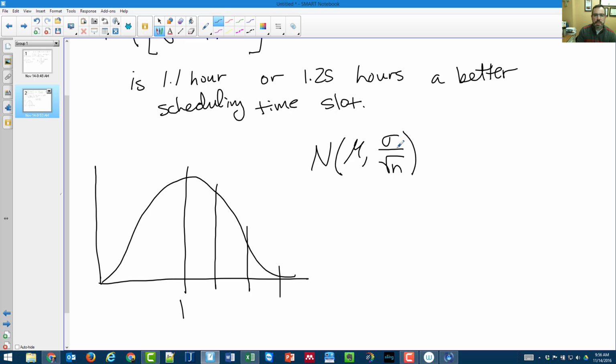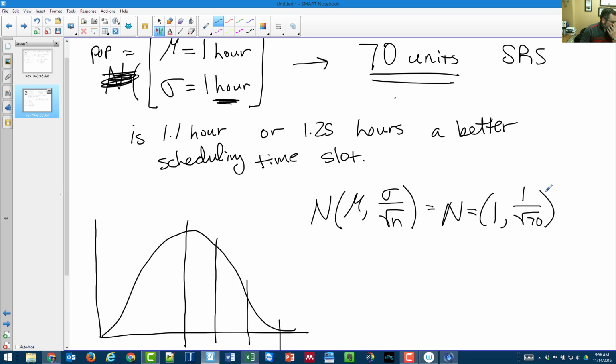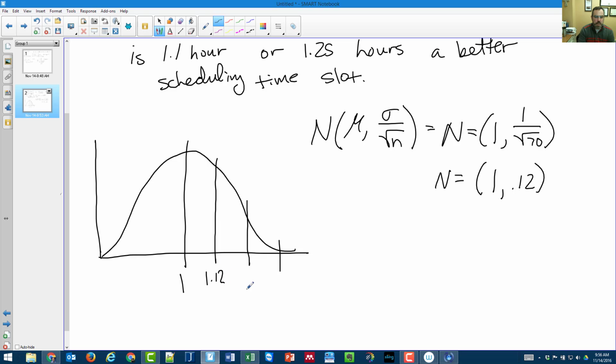All right, so what this means in ours is that we had 1 hour and 1 hour, but we're going to take this standard deviation and divide it by the square root of 70. So that is why they have 1 and 1 hour divided by the square root of 70. If you follow along, then they say that this is 1 with a standard deviation of 0.12 hours. So here's 1.12, here's 1.24, here's 1.36.